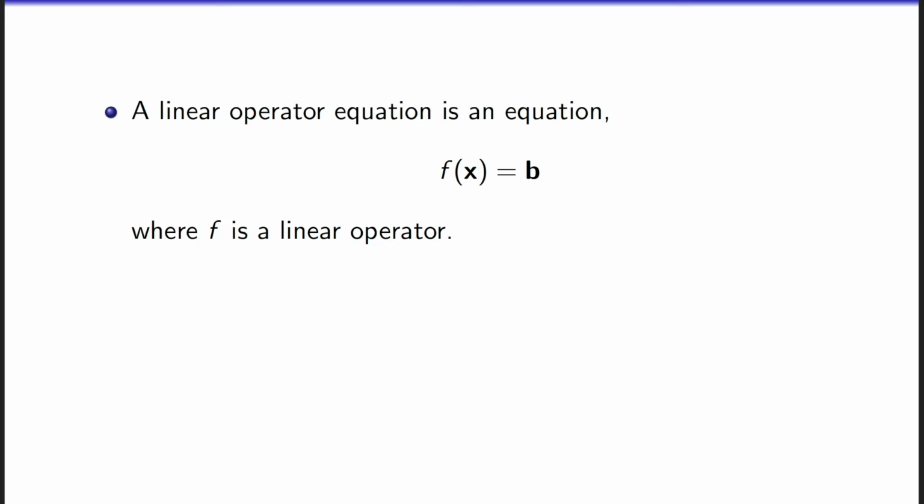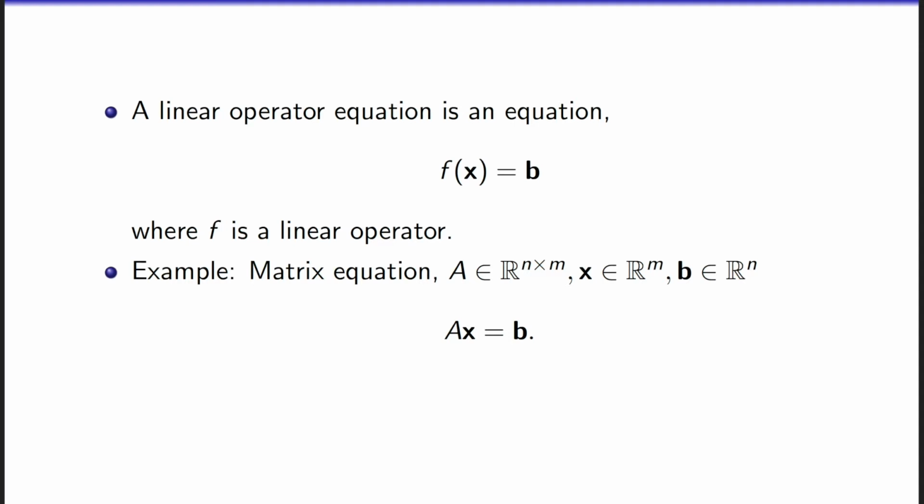Next, we want to talk about linear operator equations. We can use a linear operator to obtain a linear operator equation. And this is an equation, f of x equals b, where f is a linear operator, x is some unknown vector, and b is a given known vector. As with most equations, the goal of this is to determine that unknown vector x.